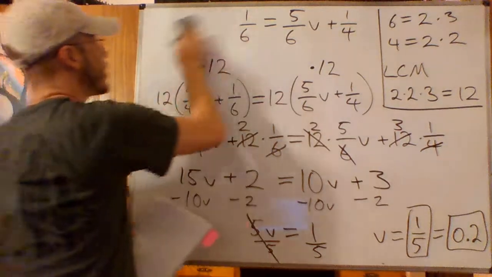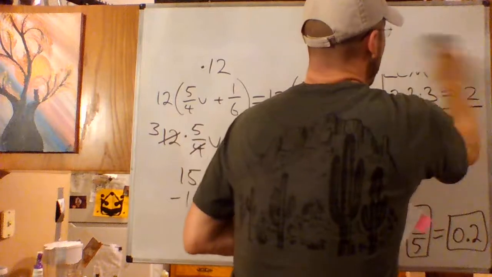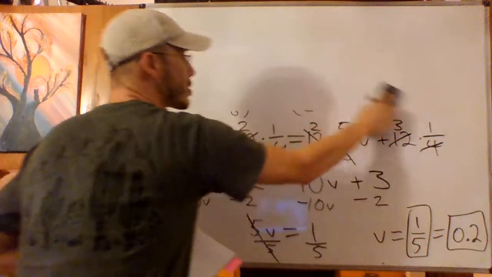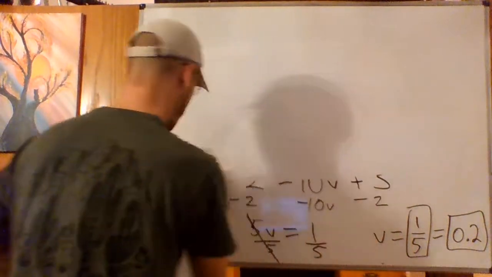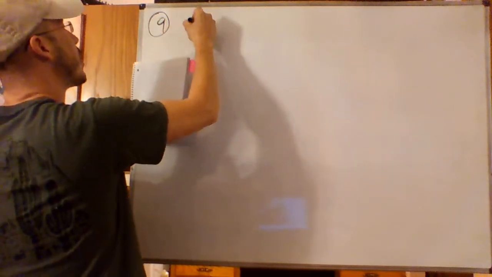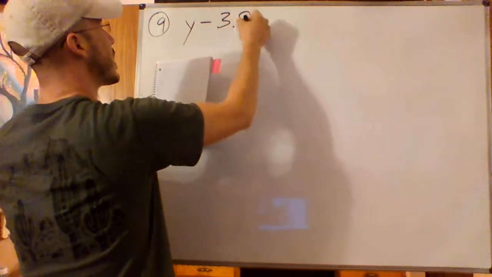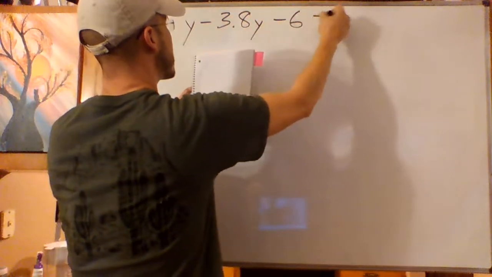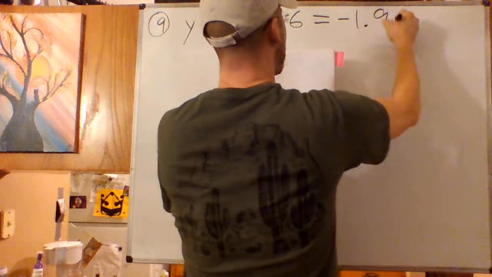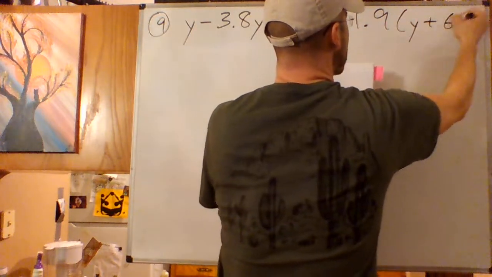All right. The next problem is just another solve for the variable problem, and it's 9y minus 3.8y minus 6 equals negative 1.9y plus 6.